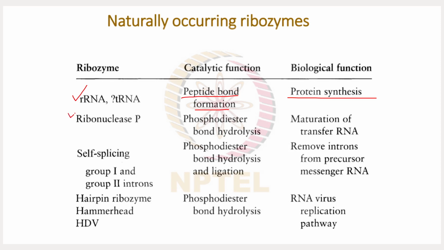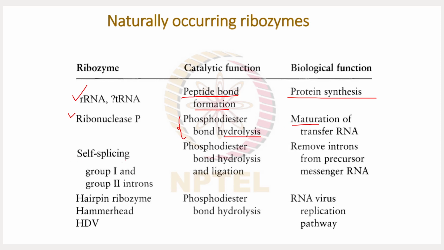Next is ribonuclease P. Here it helps in phosphodiester bond hydrolysis. Hydrolysis means breaking of the phosphodiester bond in the presence of water. Hydro means water, lysis means breakage. The biological function here is maturation of transfer RNA, that is tRNA. So which ribozyme is required for it? That is ribonuclease P. Your answer, right?